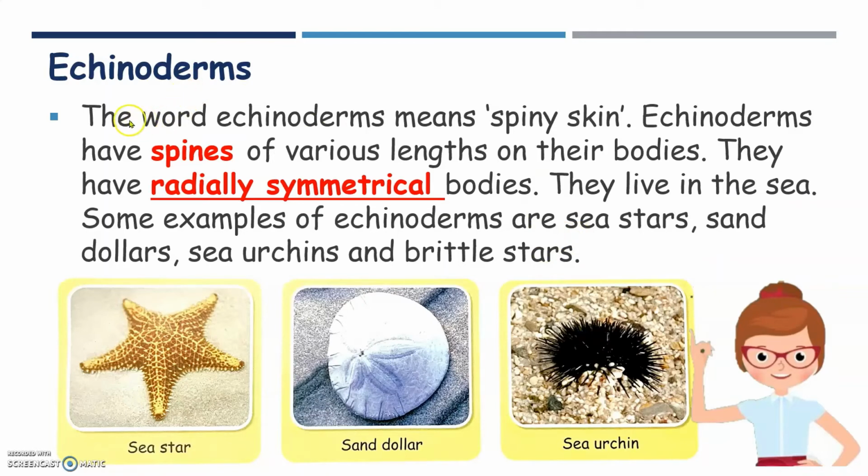Echinoderms. The word echinoderms means spiny skin. Echinoderms have spines of various lengths on their bodies. They have radially symmetrical bodies. They live in the sea. Some examples of echinoderms are sea stars, sand dollars, sea urchins, and brittle stars.